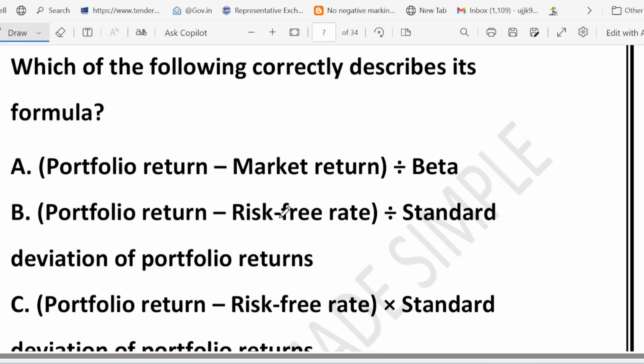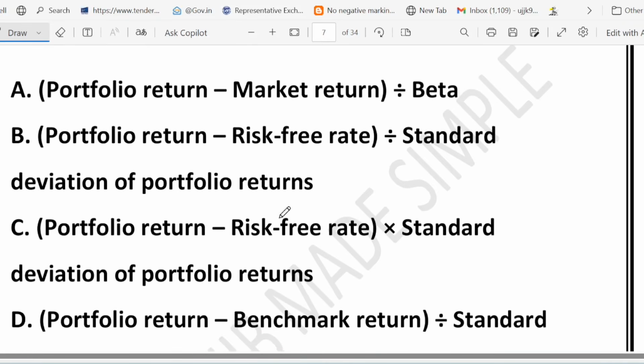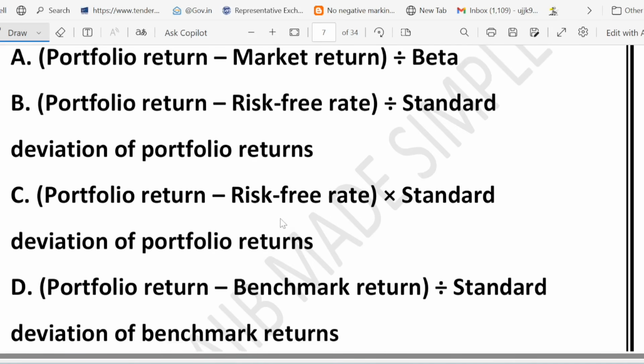Option A is portfolio return minus market return divided by beta. Option B is portfolio return minus risk-free return divided by standard deviation of the portfolio return. Option C is portfolio return minus risk-free rate multiplied by standard deviation of the portfolio return. Option D is portfolio return minus benchmark return divided by standard deviation of the benchmark return. So these are the four options.